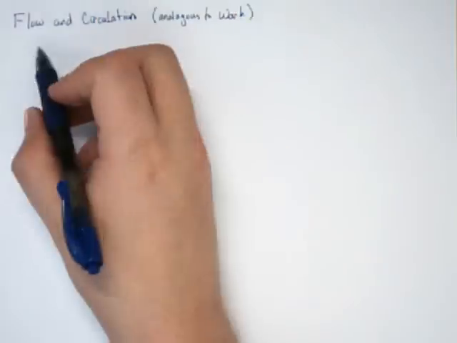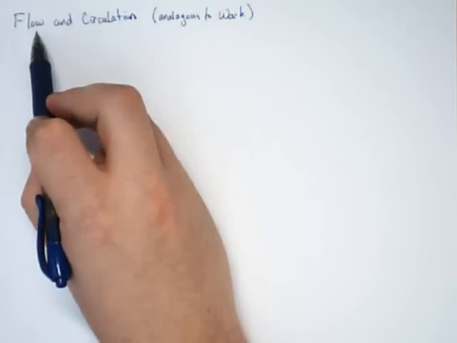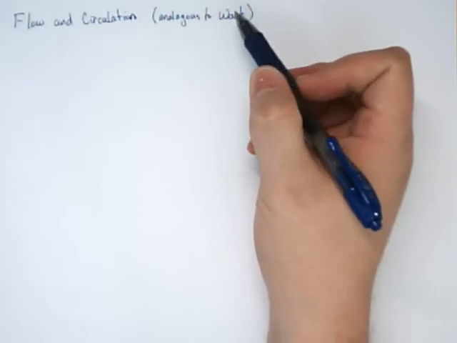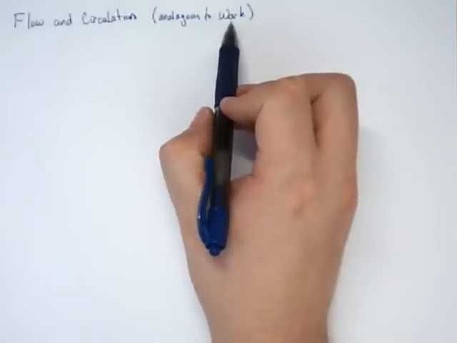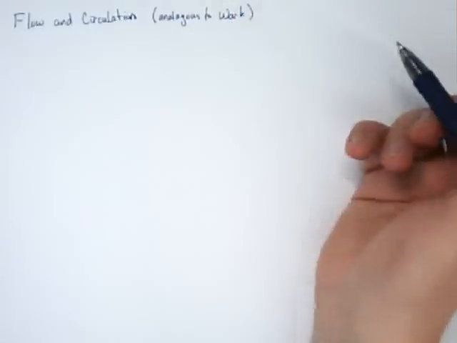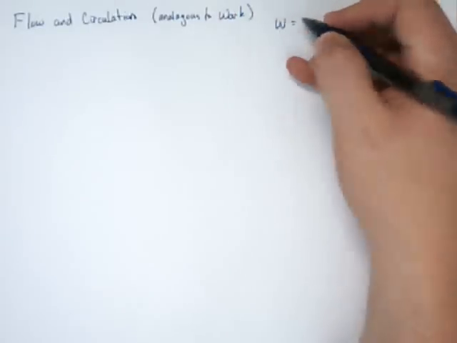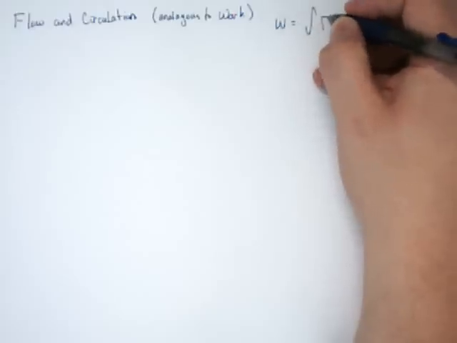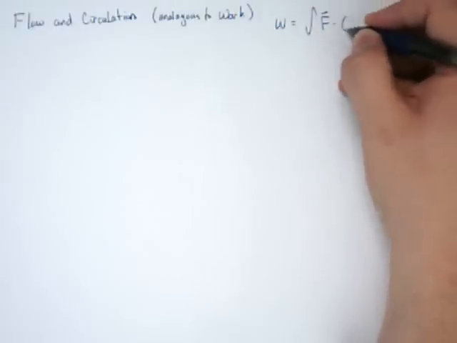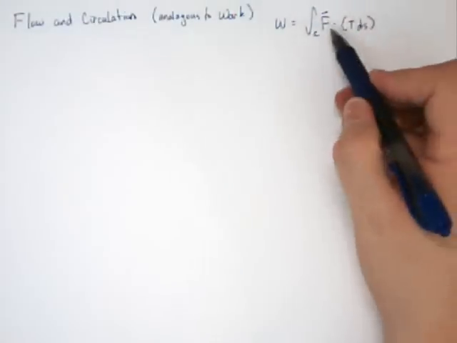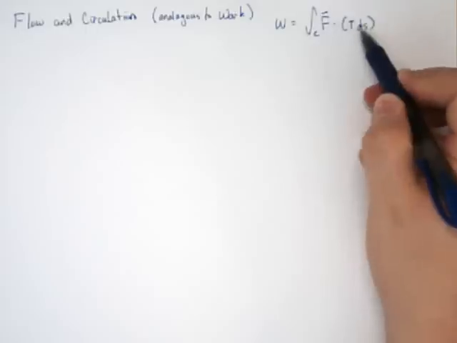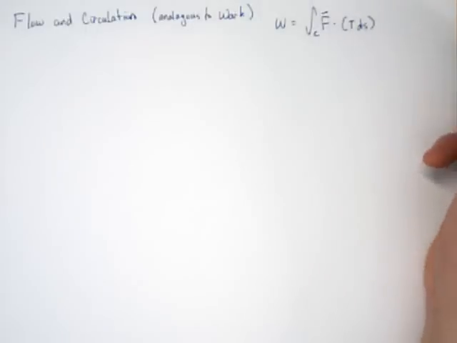In the previous screencast, we studied work. In this one, we're going to look at flow and circulation. The idea is essentially that flow and circulation are basically the same as work. The only difference is the interpretation. Work in the last unit we looked at was a force times a displacement. And we added up the force times the little bits of displacement to get the entire work done.